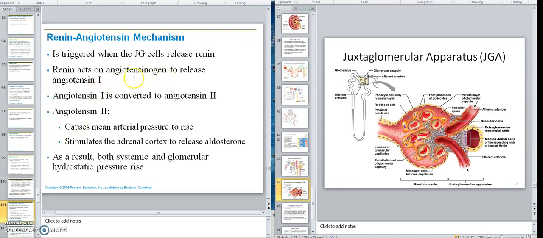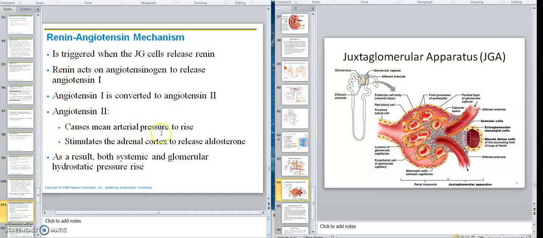Renin-Angiotensin, just to review, is triggered when the juxtaglomerular cells release renin. Renin acts on angiotensinogen to release angiotensin 1. Remember, angiotensinogen is produced by the liver, and it's in circulation. It's an "ogen," which means inactive. Remember we talked about that? But when acted upon by renin, which is produced by the juxtaglomerular cells in the kidney, it goes from angiotensinogen to angiotensin 1. Then angiotensin 1 is converted to angiotensin 2 using something called what? Converting enzyme, that's produced by certain endothelial cells around the body, particularly those in the lungs.